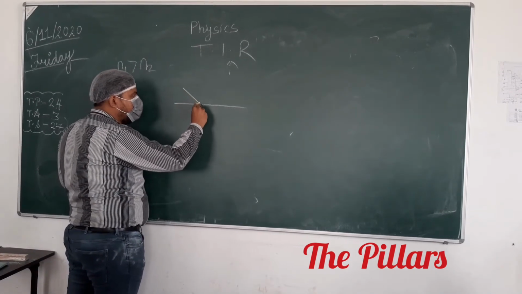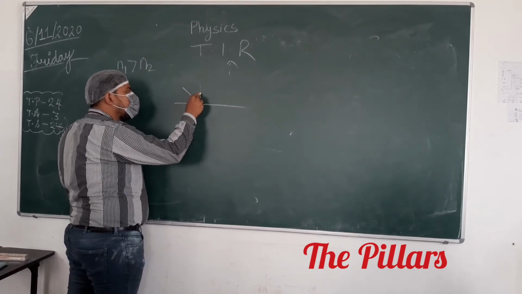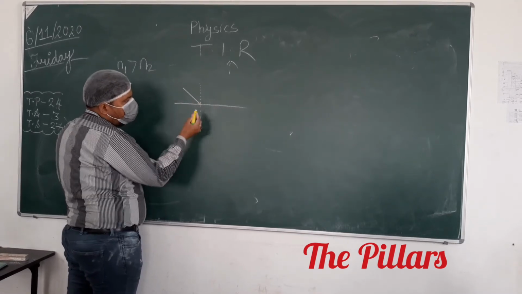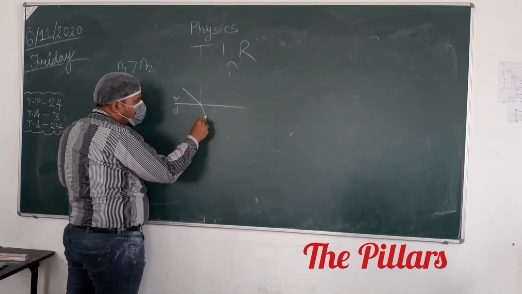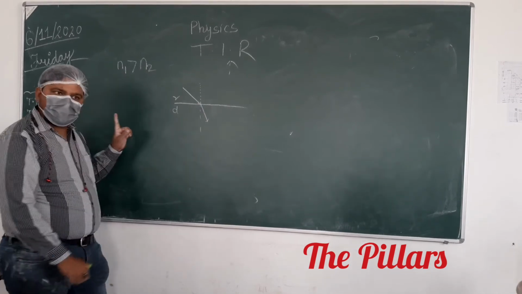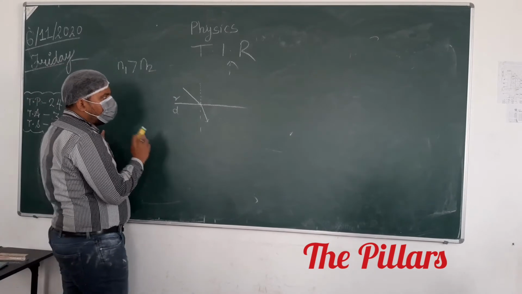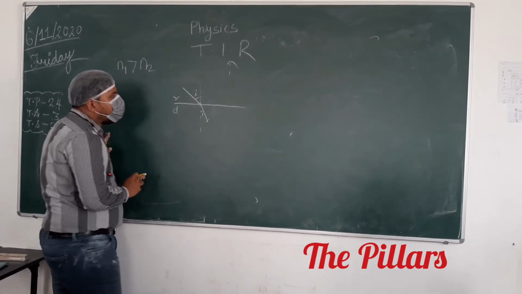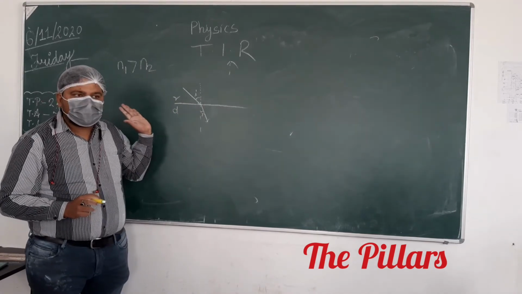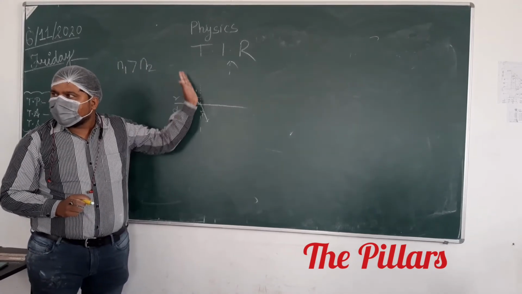Suppose this is the angle of incidence I, and the incident ray goes from rarer to denser. So it will bend towards the normal, yes? This is your I and this is your R. Clearly you will see that I is greater than R. Yes or no? Clearly it is visible?